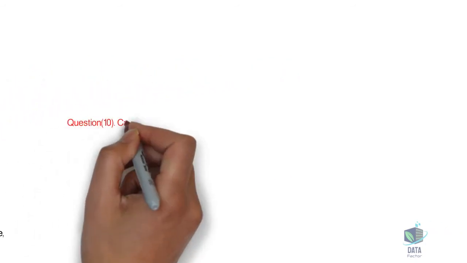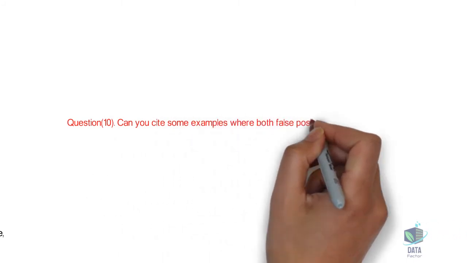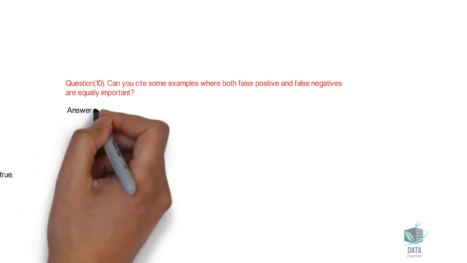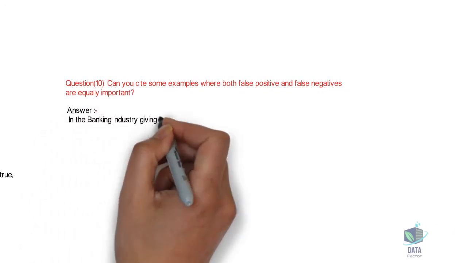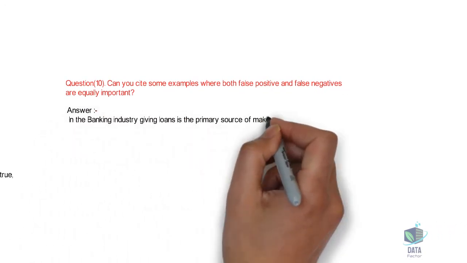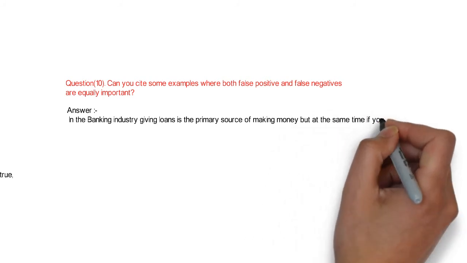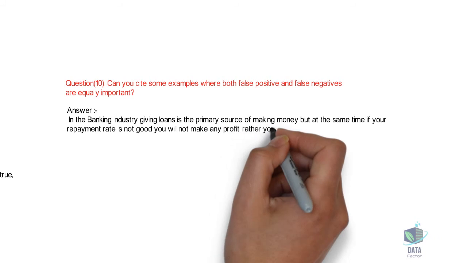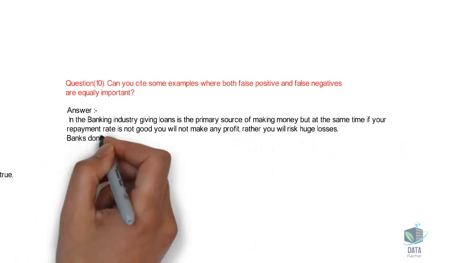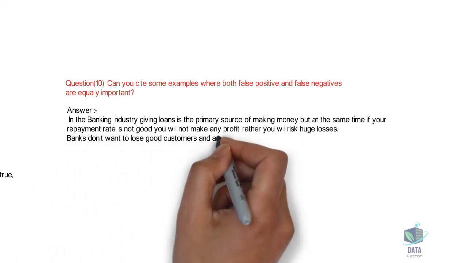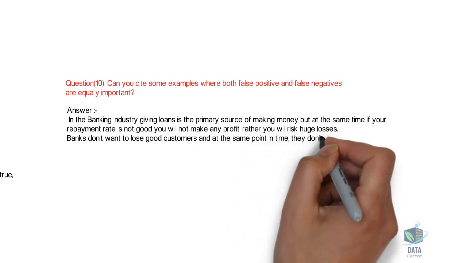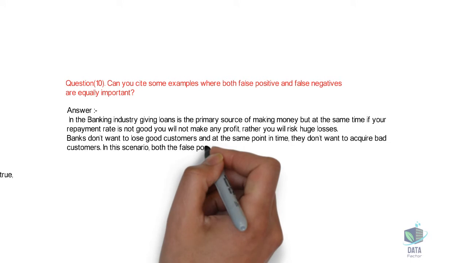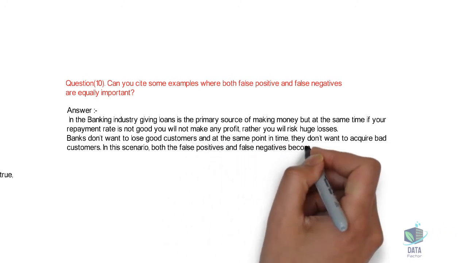Question 10. Can you cite some examples where both false positives and false negatives are equally important? Answer: In the banking industry, giving loans is the primary source of making money, but at the same time if your repayment rate is not good you will not make any profit, rather you will risk huge losses. Banks don't want to lose good customers and at the same point in time, they don't want to acquire bad customers. In this scenario, both the false positives and false negatives become very important to measure.